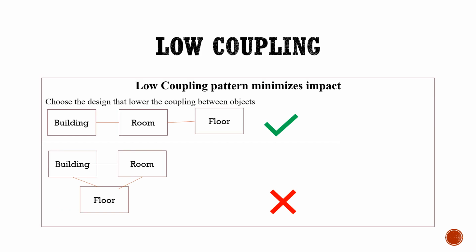The next pattern that we will discuss is low coupling. Low coupling pattern minimizes impact. We have two pictures in here, and we can clearly see the first picture has less coupling. So prefer it compared to the second design where it has more coupling. The reason is if there is a change in the floor public interface, the first design has less impact, so there will be less maintenance.